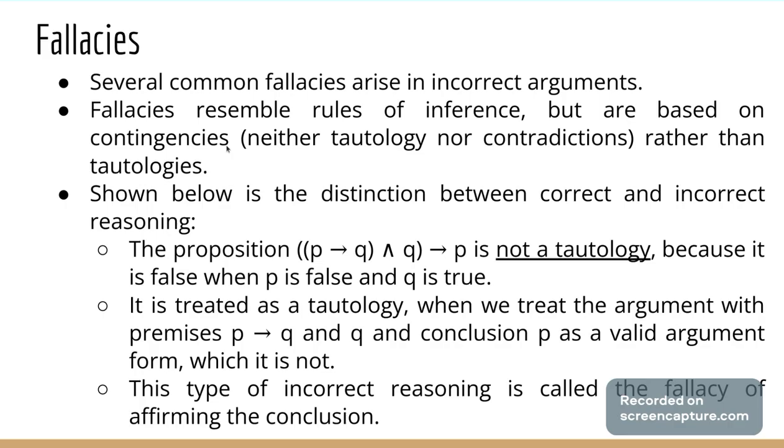Let's look at an example of correct reasoning versus incorrect reasoning. The proposition is P implies Q and Q, it implies P. Our actual modus ponens was P implies Q and P, it implies Q. This is not of that form. Please see very carefully that this is not of that form. They have changed the order of the values.